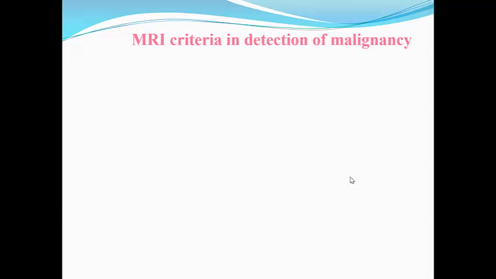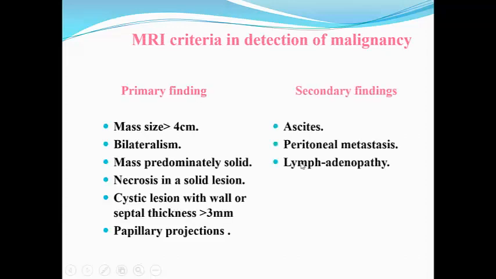The MRI criteria in detection of malignancy, we have primary signs and secondary signs. Primary signs regarding the mass size, but not so specific, because the most ovarian tumor that causes a very large size is the serous cyst adenoma. Bilaterality, more with malignant lesions than benign, except for the papillary serous cyst adenoma, which is bilateral in 40% of cases.